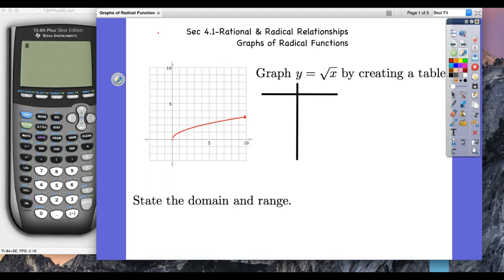It's the simplest function of any function which has not been translated in any way. So here's what the graph looks like. So we can actually start with the domain and range.